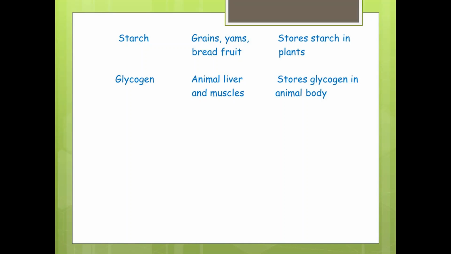Glycogen. They are present in the liver and muscles of animals. So the fact is that glycogen is a store in the animal body.